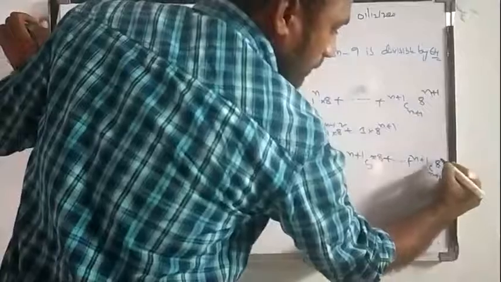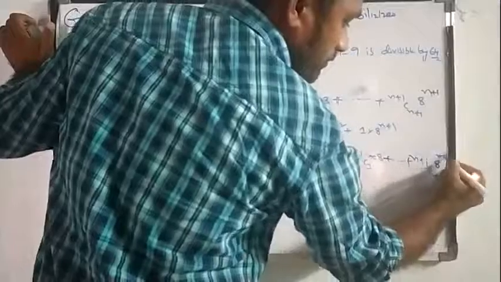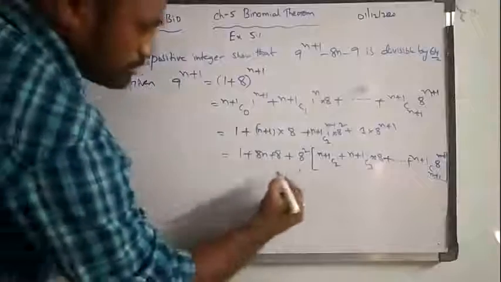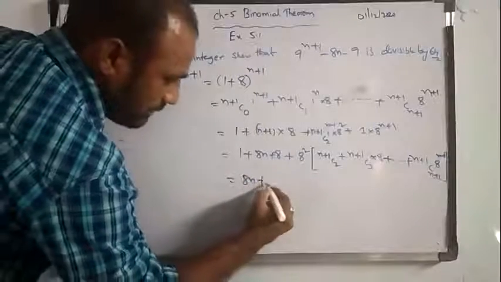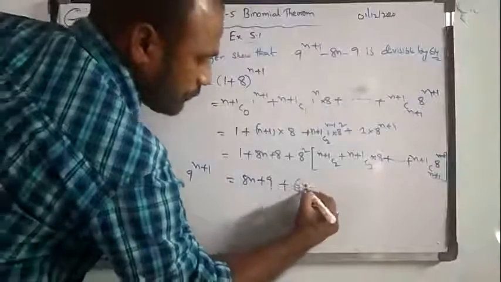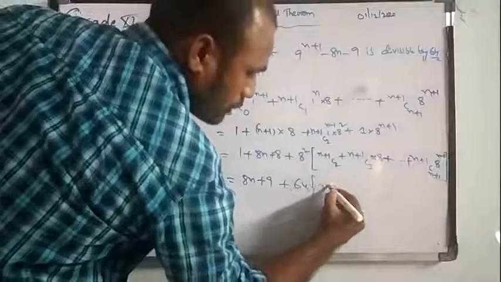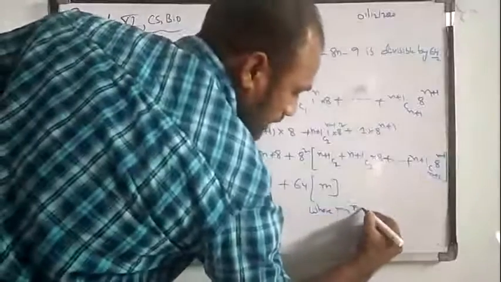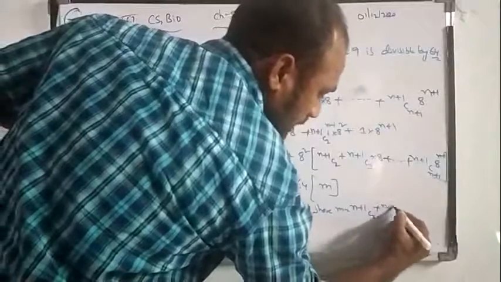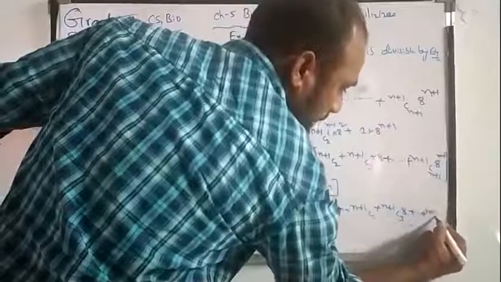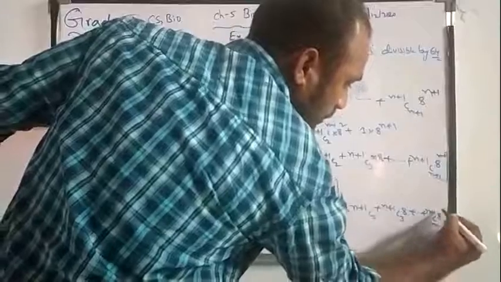So it will be 8 to the power of n plus 1, so n minus 1. So minus 1 plus 2, it will be plus 1. So this is 8n plus 9, 9 to the power of n plus 1 plus 64. This totally I am treating as m, where m is equal to (n plus 1)C2 plus (n plus 1)C3 into 8 plus and so on plus (n plus 1)C(n plus 1) 8 to the power of n minus 1.